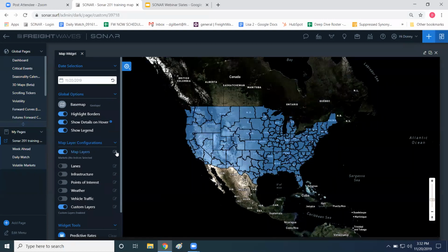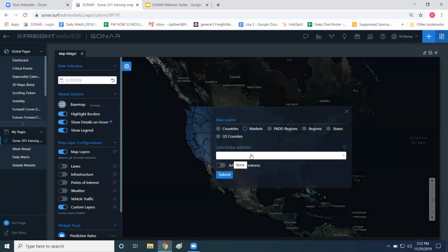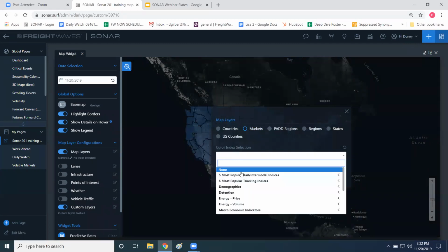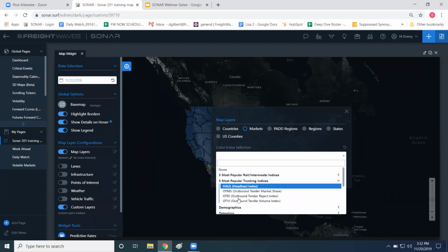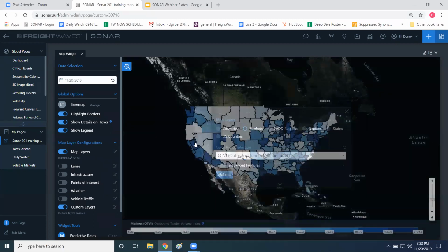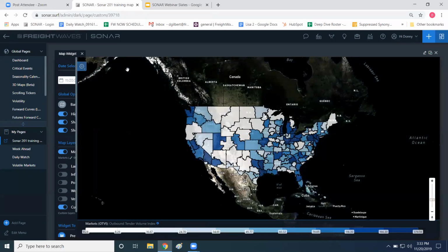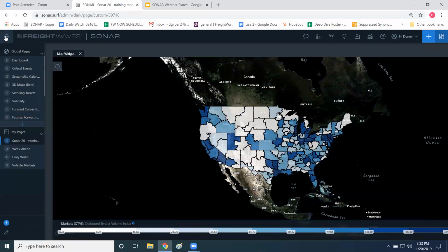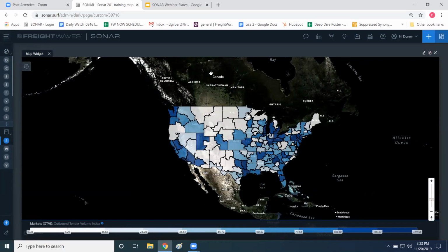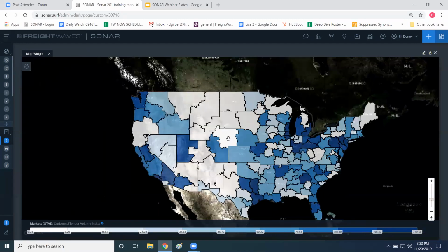And then when I go into map layers here, I want it on all the 135 markets. And I'm going to start in our most popular trucking indices. And I'm going to select outbound tender volume index. Select here to scoot that over. Select here to make it a little bit wider. I'm going to press zoom in here a little bit.